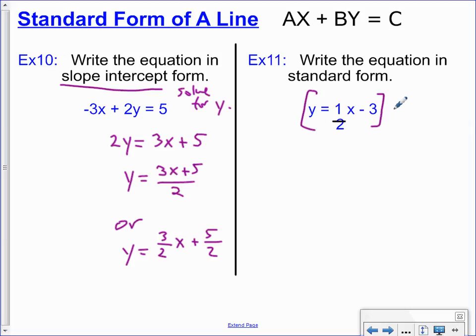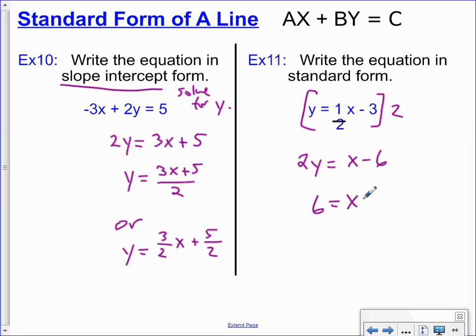Multiply everything by 2 because in standard form we have no function. So, 2y equals x minus 6. I'm going to keep the x positive. If you move the x over, that's fine, but I'm going to keep the x on this side and move the 6 to the other side.